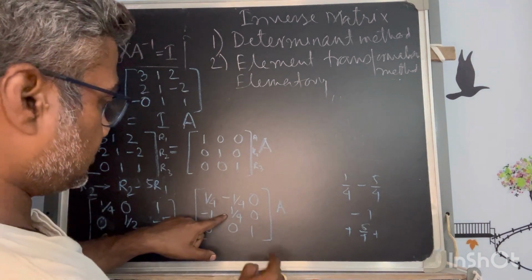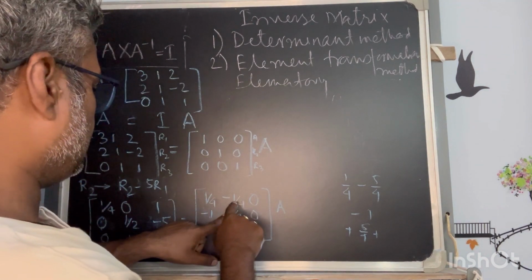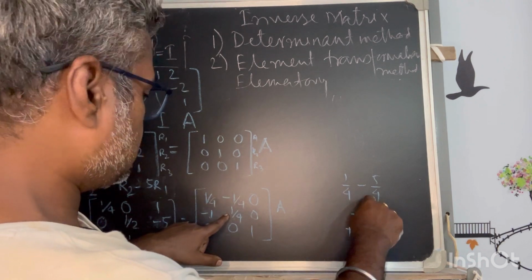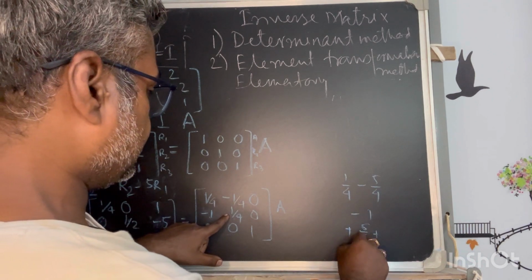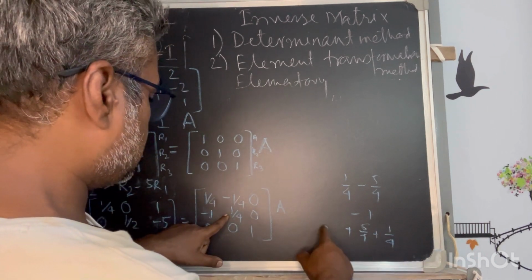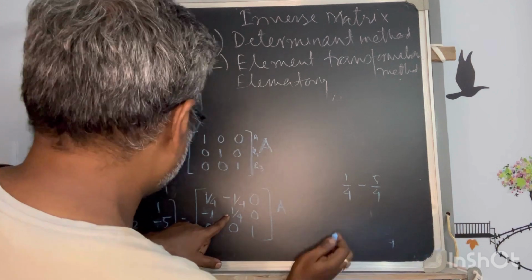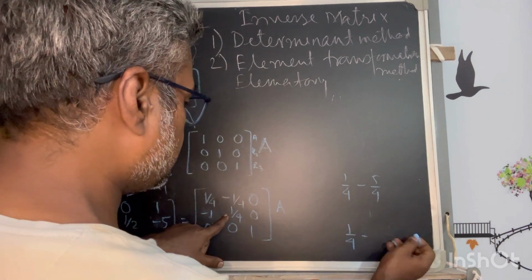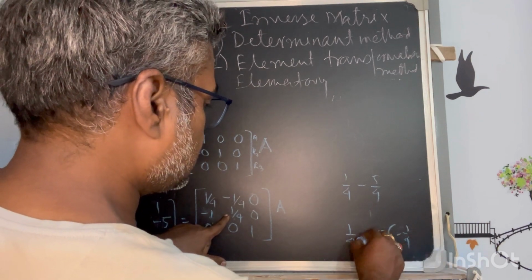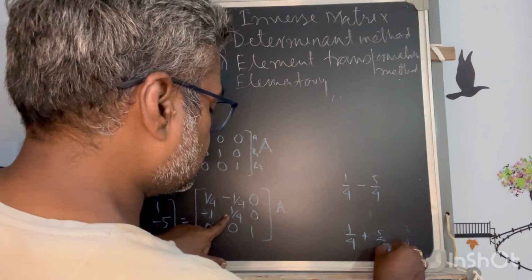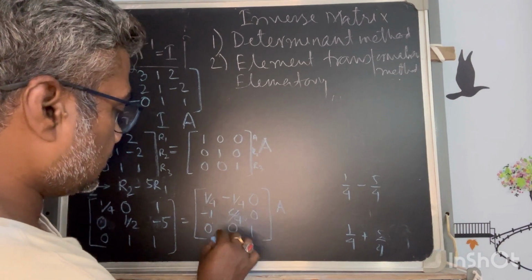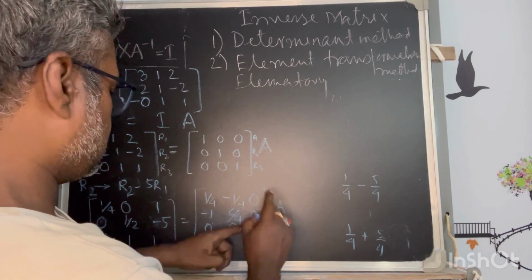And here R2 was 1 by 4. Sorry, what I did, R2 minus 5 of R1, means minus 1 by 4. So this becomes plus, so 5 by 4, this becomes 6 by 4. Okay, 6 by 4, and there it is multiplying and minus, so this will not change.